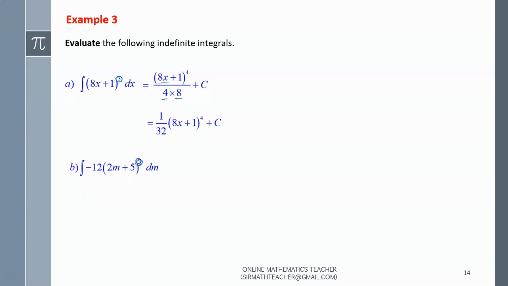Our power of 2, or index 2, becomes a 3. We're then going to divide by that 3. First of all, you could also write it as negative 12 lots of the integral of 2n plus 5 to the 2. So we'll add 1 to this index, which is the 3. The derivative of 2n plus 5 is 2, so we divide by that. So negative 12 over 6 is going to become negative 2, outside of (2n plus 5) to the 3 plus c.